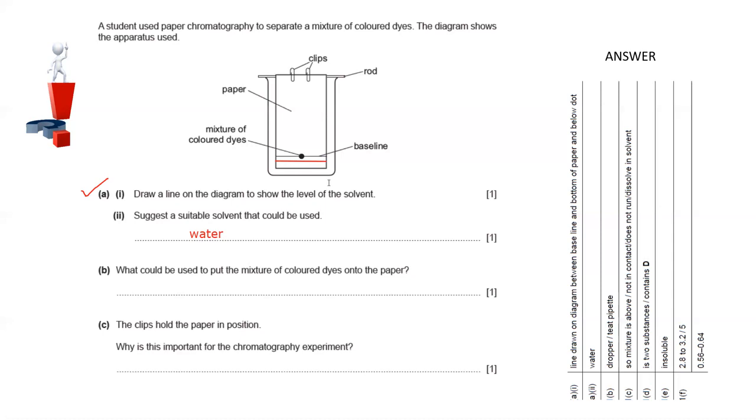Sir, what if it is written that it's insoluble in water? If they mention insoluble in water, then what should be the suitable solvent? In that case, you will mention alcohol. That's it. If it is water soluble, then you will simply mention water.